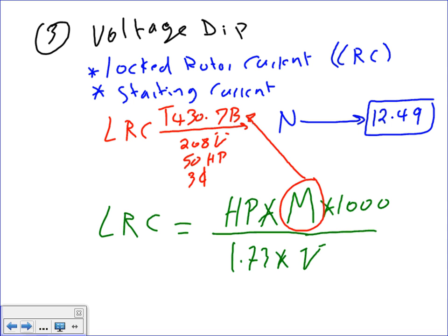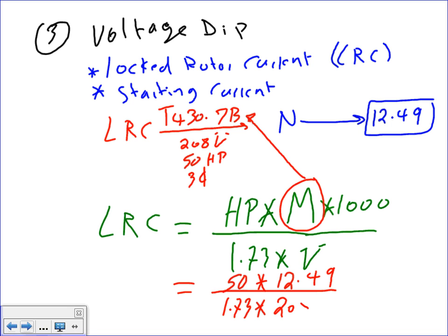Okay, let's plug in the numbers. My horsepower was 50. My multiplier is 12.49, given because my code letter is N. And 1.73 is 1.73. The voltage is three-phase 208. Did we miss anything? I have the horsepower, the multiplier. Oh, the 1,000. Don't miss the 1,000.